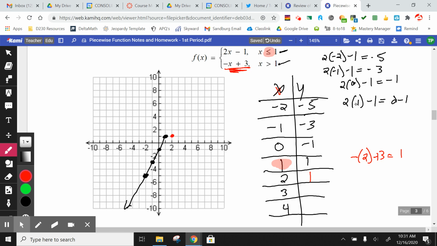And then plot 3, so -3 plus 3. Again, I'm just plugging it into the second part. I'm going to get a 0. So then we get 3, 0. And then the last one, if I take my 4, 4 satisfies that second one. I get -4 plus 3, which is -1. So 4, -1. And then we would continue this one here.